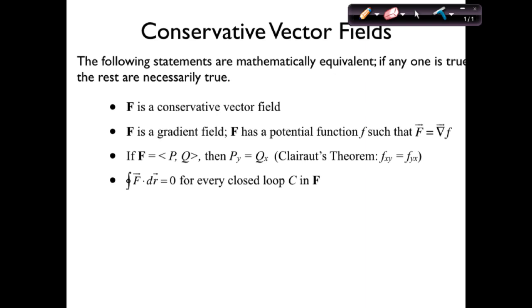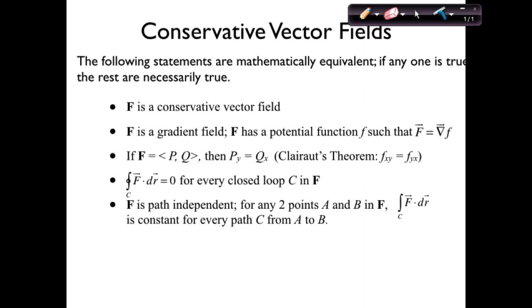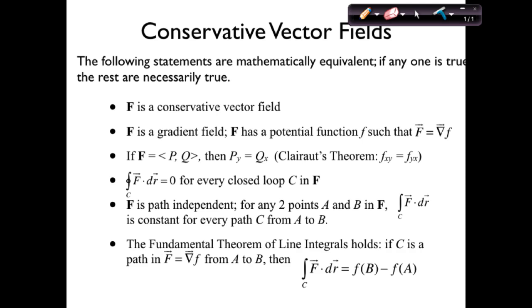Every closed loop is 0. F is path independent: given any 2 points A and B, you have a constant line integral from A to B, and then the fundamental theorem holds. If C is a path from A to B, then the difference of the potential function is the same as the line integral. So if any one of these is true, then all the rest are true.